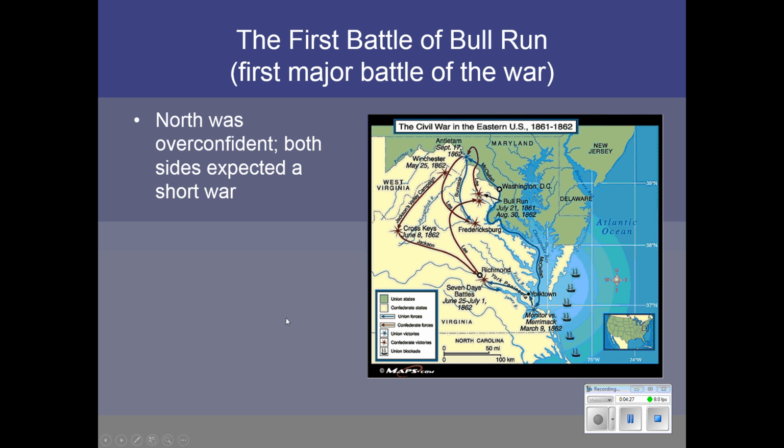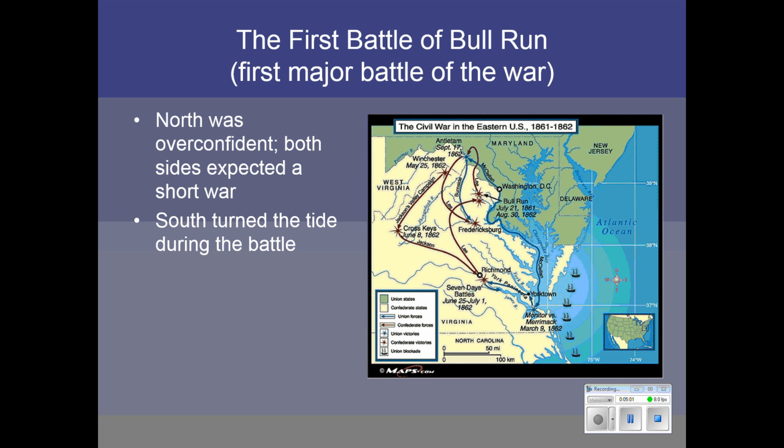And both sides really were confident going in. The North thought this would be a short war, and there were actually Northerners from Washington who journeyed down to the battlefield, and they brought picnic lunches. They thought, well, we'll just watch our boys whip those rebels, and the war will be over by nightfall, with absolutely no idea that this would be a 4-year nightmare.